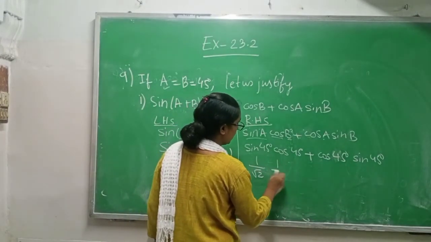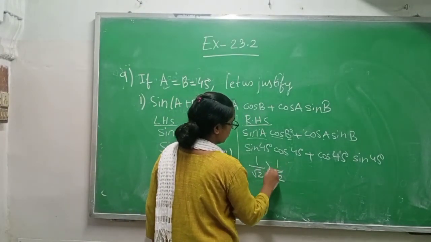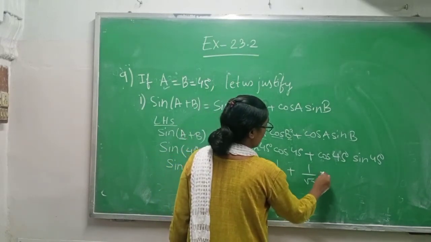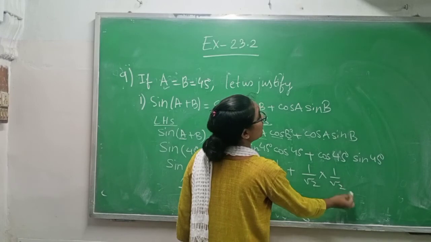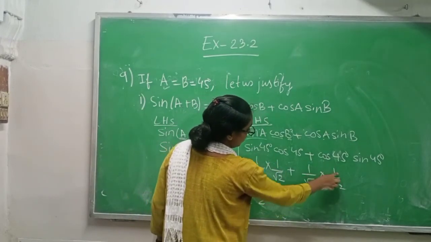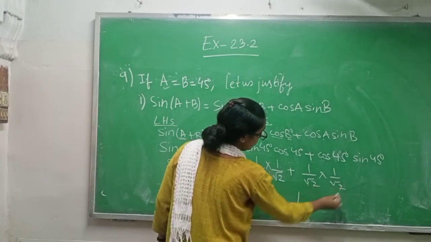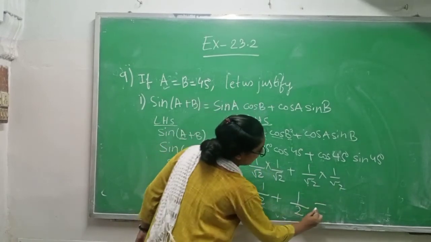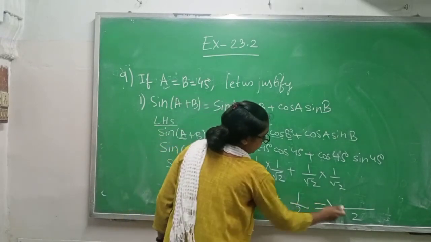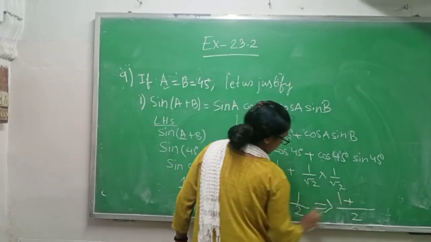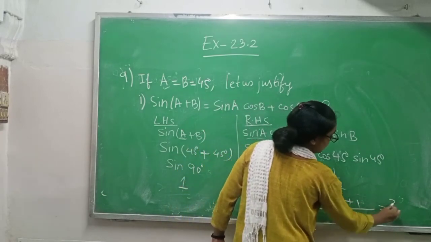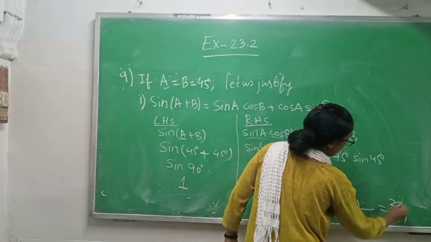Cos 45 is again 1 by root 2. In between these two you have to do multiplication. Then plus sign, cos 45 degree is 1 by root 2, sin 45 is again 1 by root 2. So 1 into 1, 1, root 2 into root 2, 2. Then you will take the LCM, 2 will be the LCM. 2 divided by 2, 1, 1 into 1, 1, plus 2 divided by 2, 1, 1 into 1, 1. 1 plus 1, 2 by 2, 2 under 2.